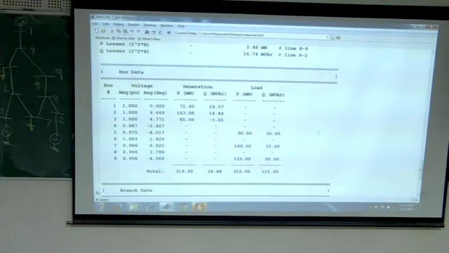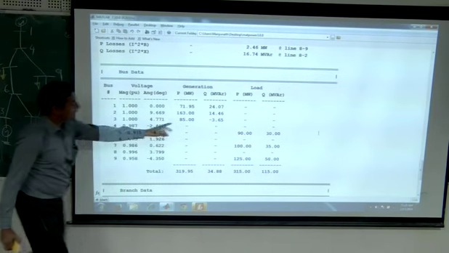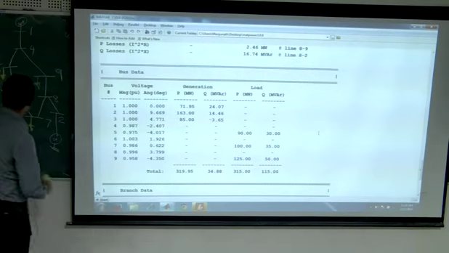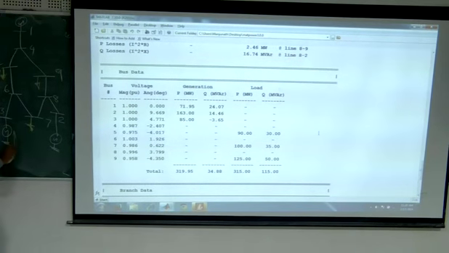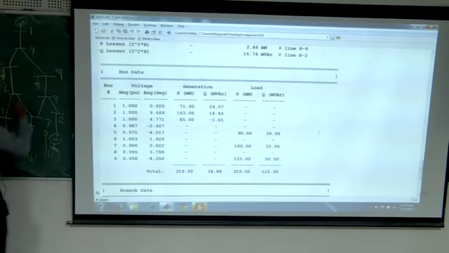Let me write down the results. What is happening at bus 3? 85 and then minus 3.65. So here I am generating 85. I'll just write the active power; reactive power I will not write. So 85 is generated at 3, and 163 is generated at 2. Then at 1, 71.95.